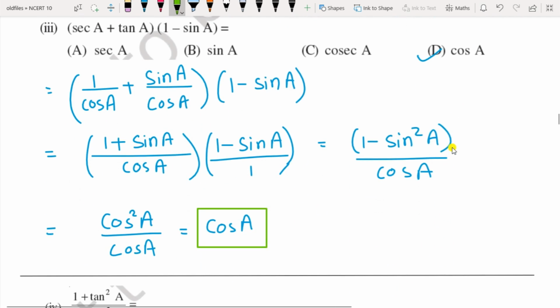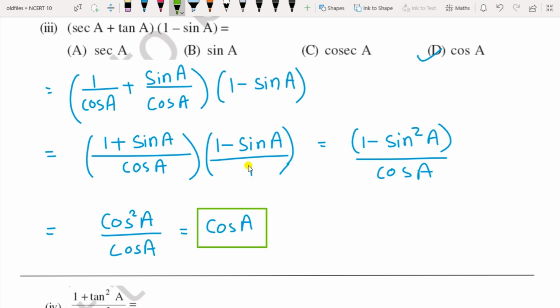Third question here: (sec A plus tan A) multiplied by (1 minus sin A). Sec means 1 upon cos and tan means sin upon cos, multiplied by 1 minus sin A. Take the LCM. It will be 1 plus sin A upon cos A, and 1 minus sin A, whose denominator is nothing, means 1.